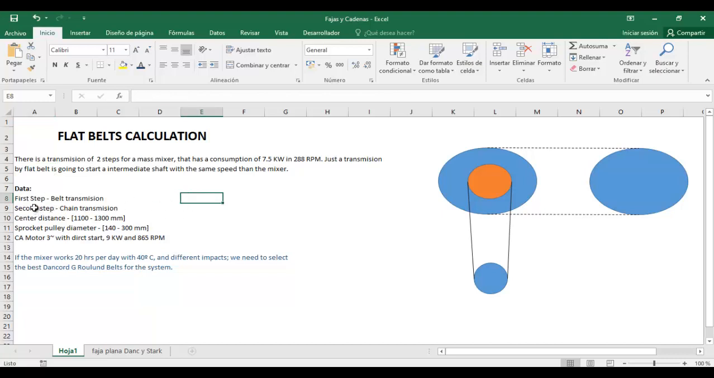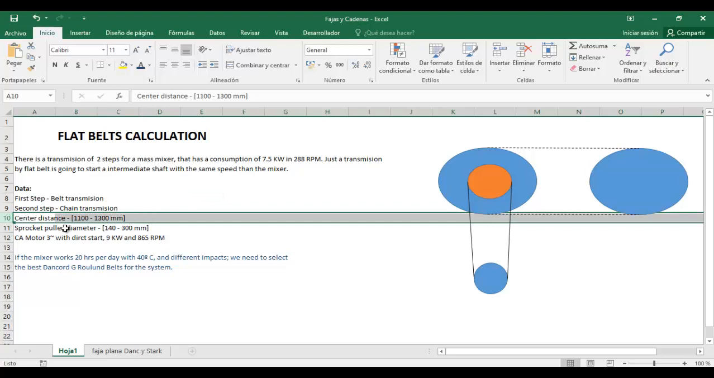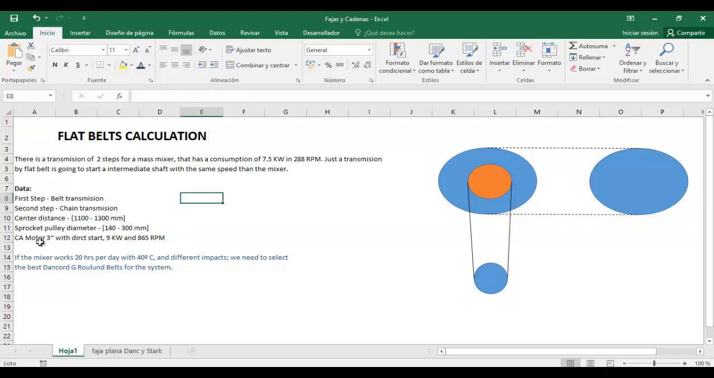The data set: the first step is a belt transmission, and the second step is a chain transmission. For the center distance we have a range, and for the sprocket pitch diameter we have another range. We have a three-phase motor with a direct start, the power, and the RPM speed.